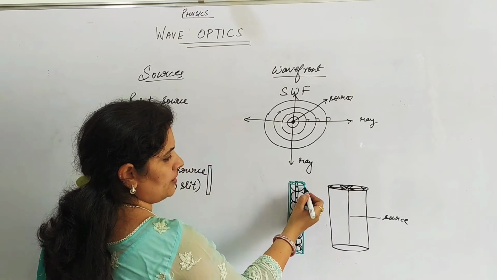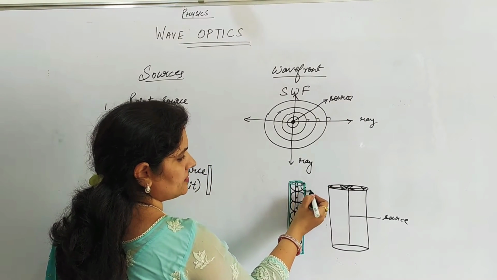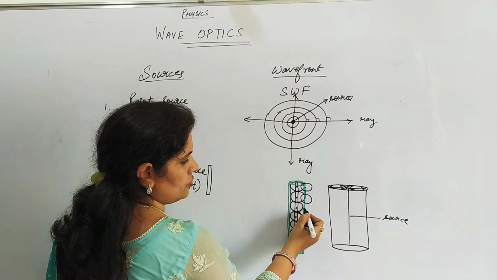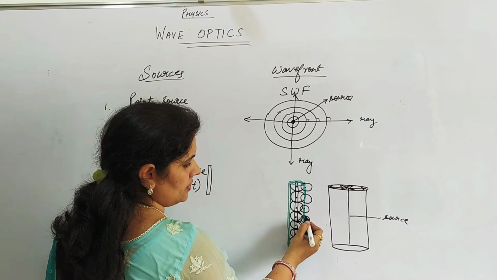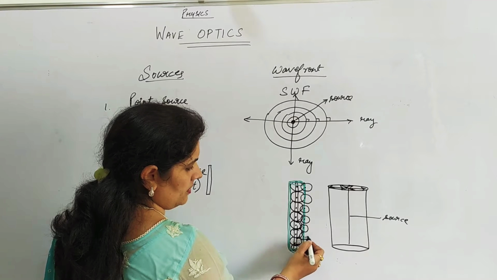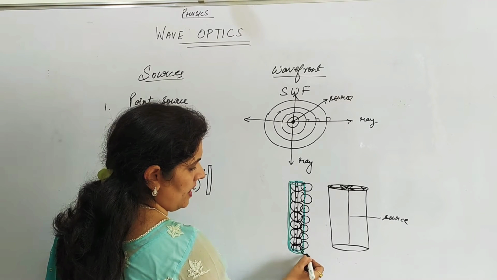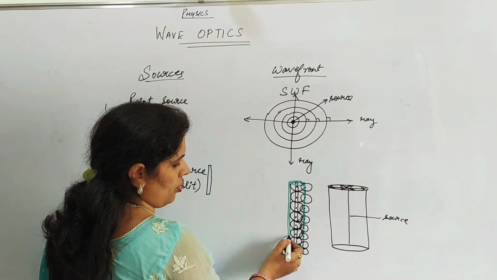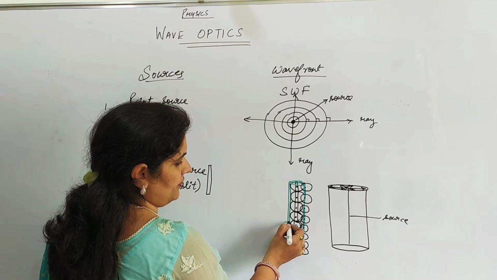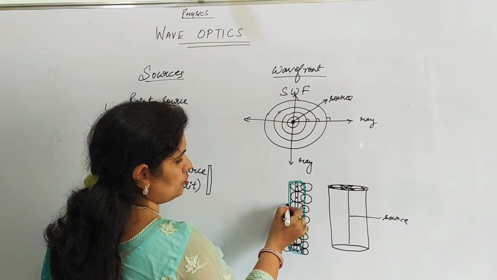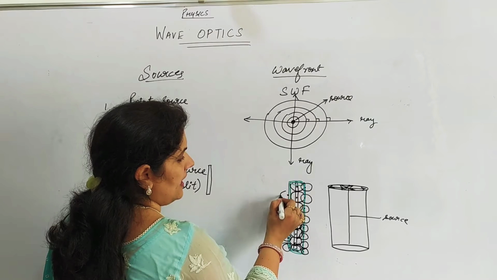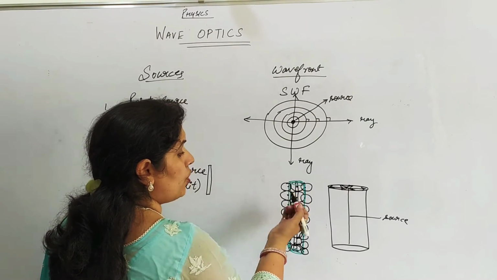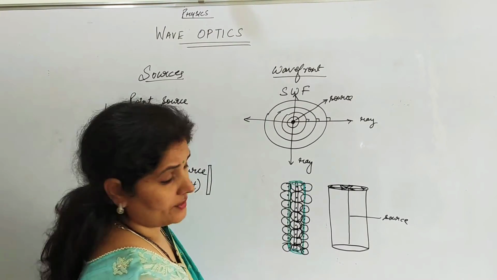And now if you draw the next one, how will it be? This is a new source, this is a new source, this is a new source. Similarly, all these sources as per the Huygens principle. Similarly, we can draw all the sources here. Every point will act as a new source of fresh disturbance. And if we draw the common envelope to all of them, then we will get the new wavefront.